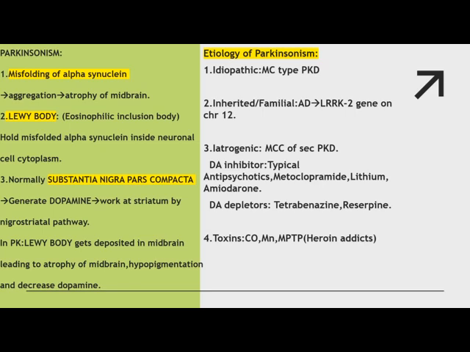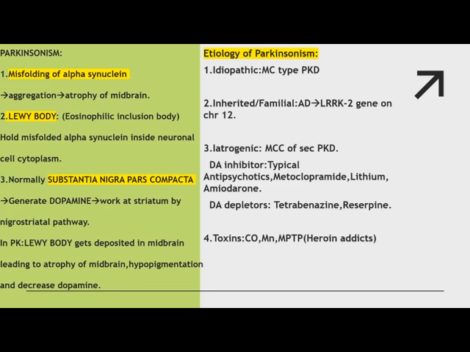Now we'll be talking about the role of the substantia nigra pars compacta. Normally, the substantia nigra pars compacta generates dopamine, and dopamine works at the striatum by the nigrostriatal pathway. But in Parkinson disease, the Lewy bodies get deposited in the midbrain, leading to atrophy of the midbrain, hypopigmentation of the substantia nigra, and it decreases the dopamine level.